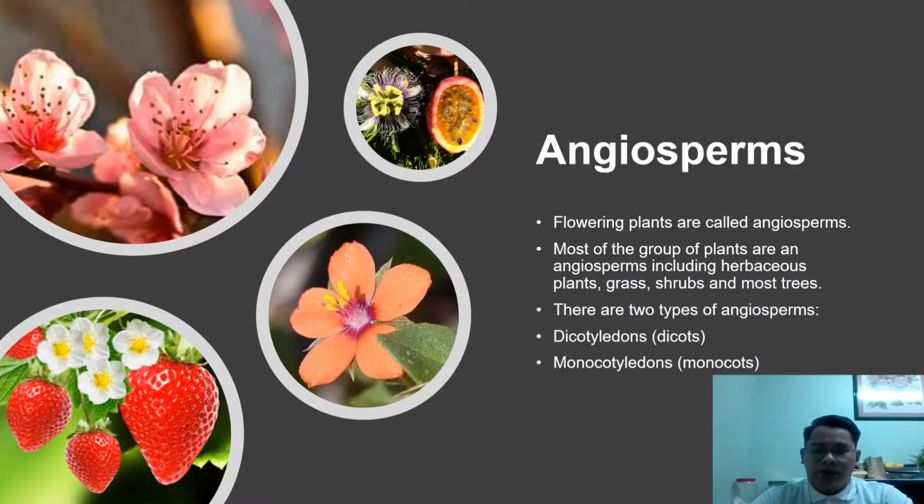Angiosperms are most commonly known as flowering plants. Most of the group of plants are angiosperms, including herbaceous plants, grass, shrubs, and most trees. The term angiosperm came from the Greek words angio, meaning covered, and sperma, meaning seed. There are two types of angiosperms, dicotyledons or dicot and monocotyledons or monocot.